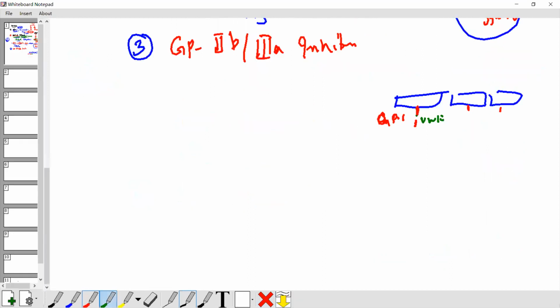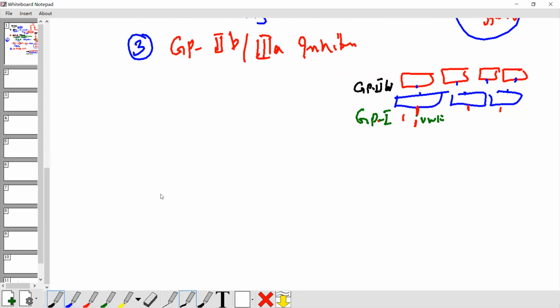This is your glycoprotein 1. The first step is platelet adhesion. To attach more and more platelets, we need expression of glycoproteins here. And this glycoprotein is glycoprotein 2b3a. This part is for further attachment of platelets.